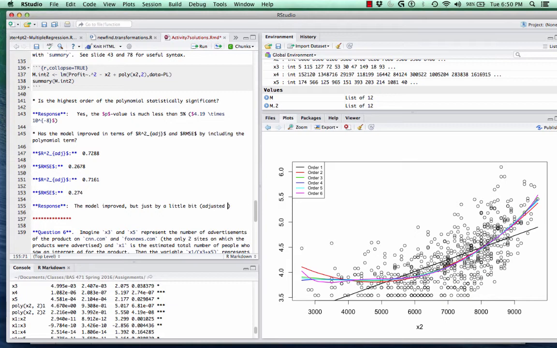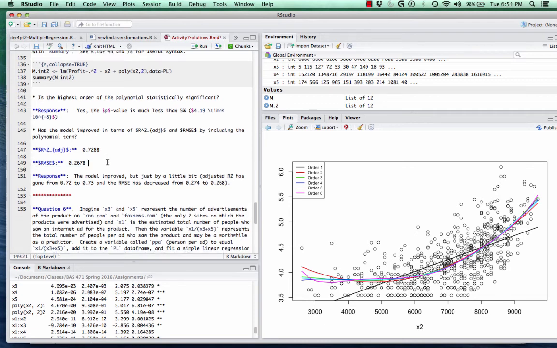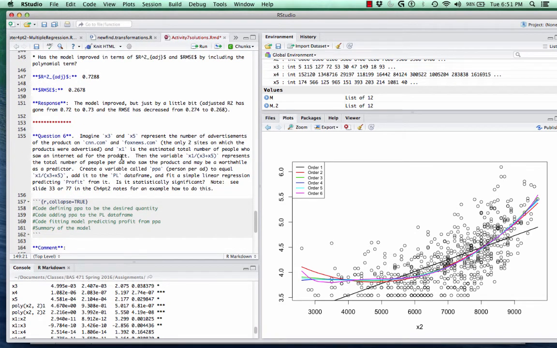So the adjusted r-squared has gone from about 0.72 to 0.73, and the RMSE has decreased from 0.274 to 0.268. So sure, it's an improvement, but it definitely is not a big improvement. But hey, any little bit can potentially matter in business analytics.